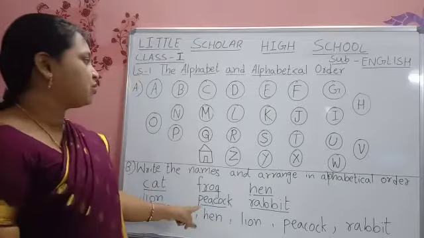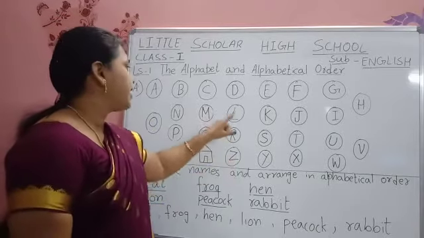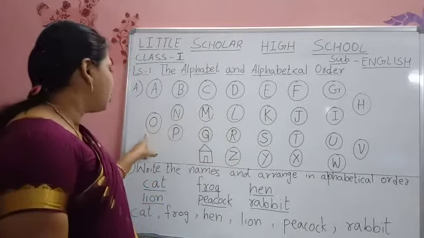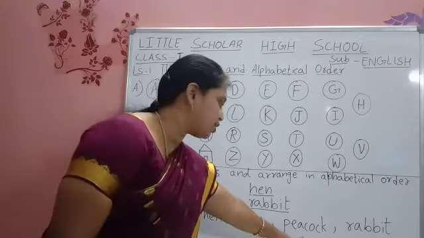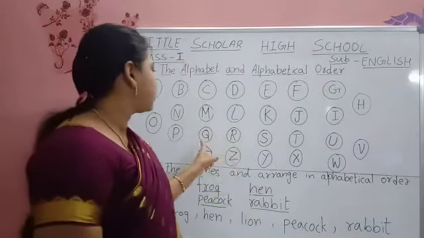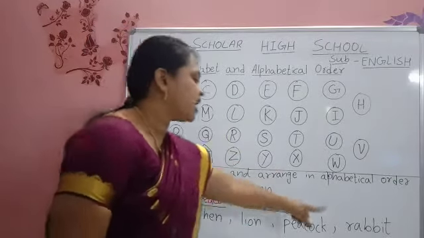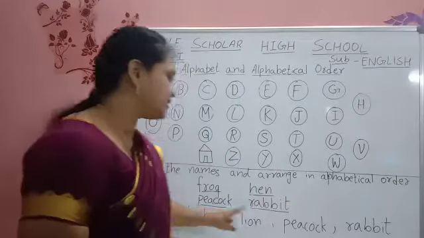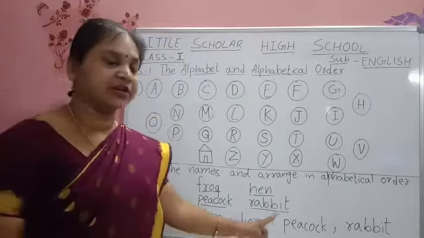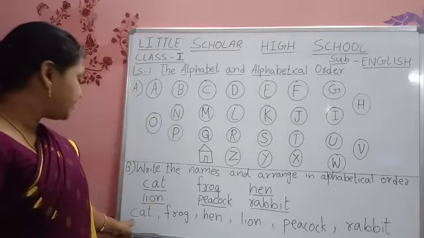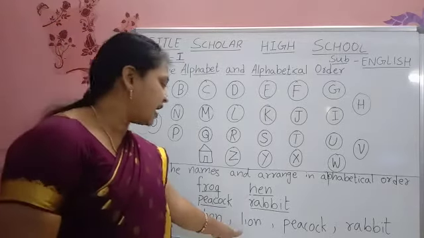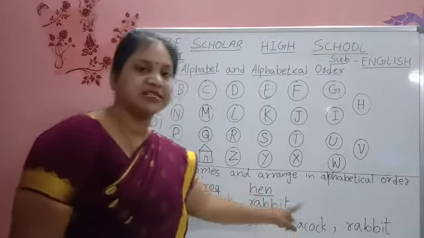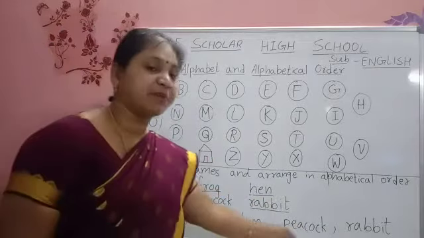Then comes peacock, P. Where is P, children? M, N, O, P. With P you have peacock. So you will write peacock. Then after peacock, Q, R. With R we will write rabbit. Is it clear? This is alphabetical order. So in A, B, C, D we will get C first, then F, then H, then L, then P, then R. Is it clear, children? This is called alphabetical order.